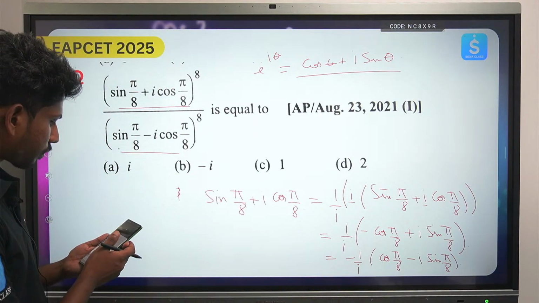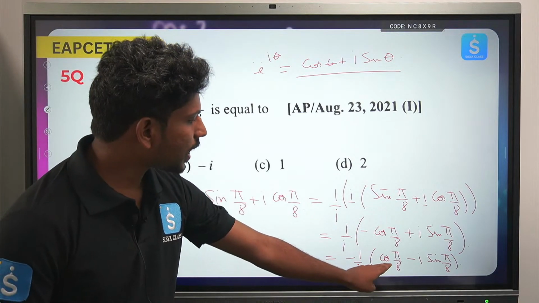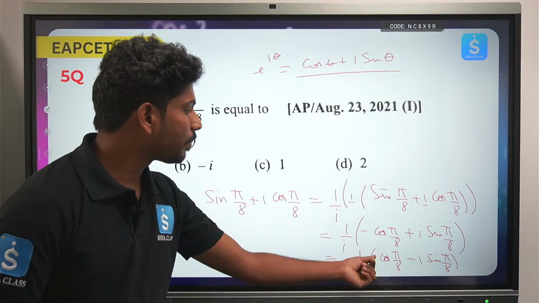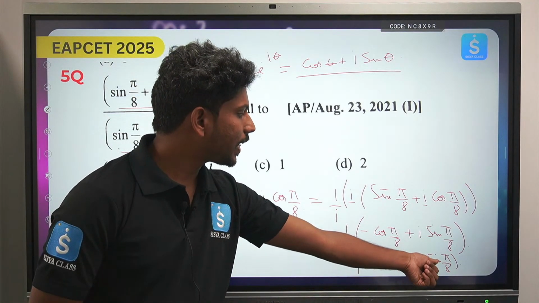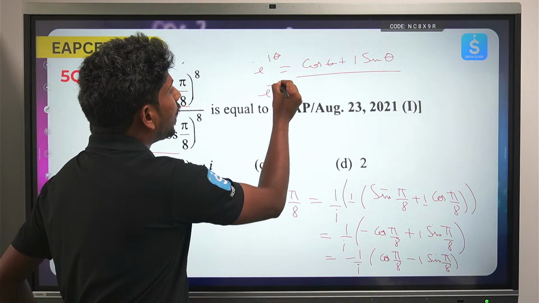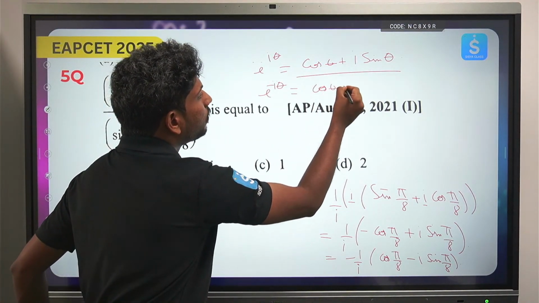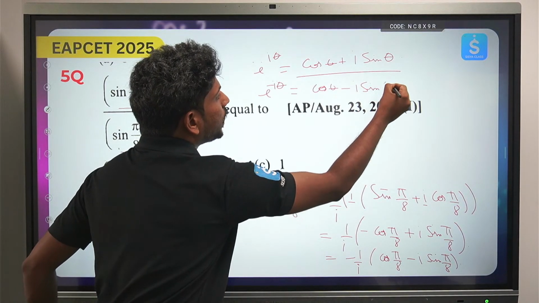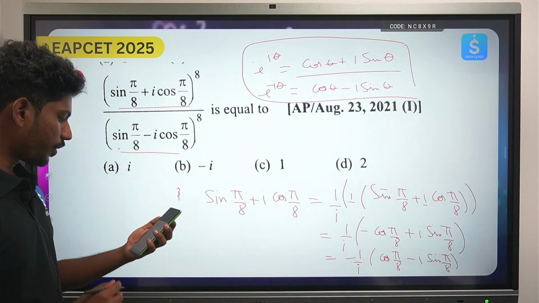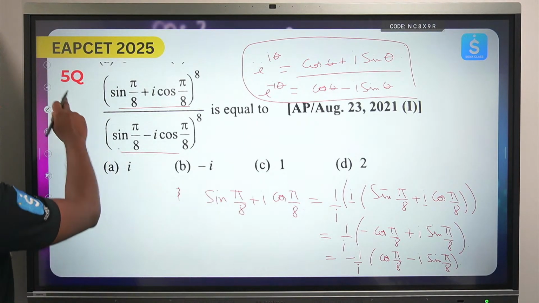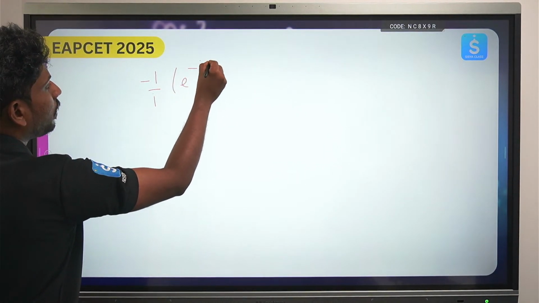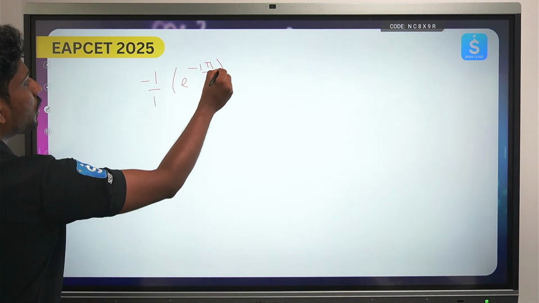Right, so this I can write as e power minus I pi by 8. How can we write this? Look, cos theta plus I sin theta is nothing but e power I theta. Just keep a note, e power minus I theta is nothing but cos theta minus I sin theta. So take these two note points. Now this will become minus 1 by I e power minus I pi by 8. So this is the whole answer I got.